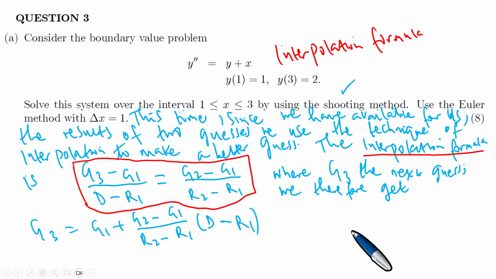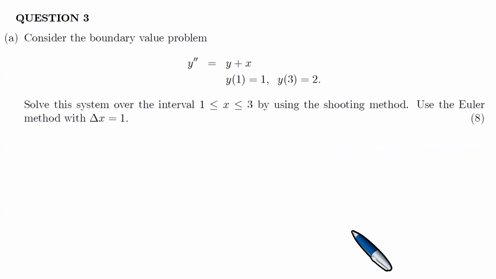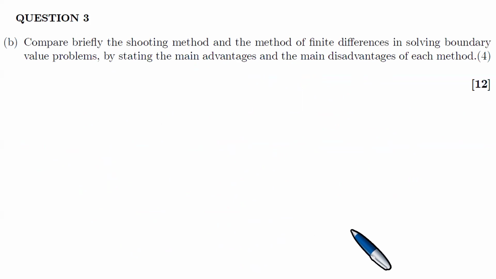Next. Question 3. Now, in question 3, compare briefly the shooting method and the method of finite differences. It is very important that we are able to understand the shooting method we've just discussed and the method of finite differences in solving boundary value problems, by stating the main advantages and the main disadvantages of each method. Let us compare these, the shooting versus the method of finite differences. You have both advantages and disadvantages. First, we look at the shooting method.